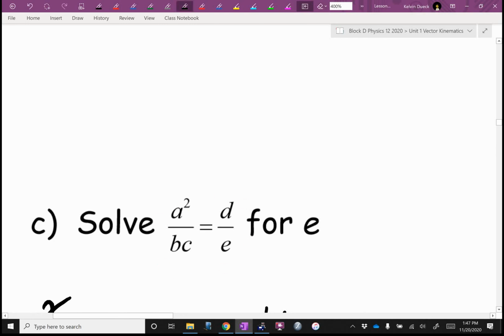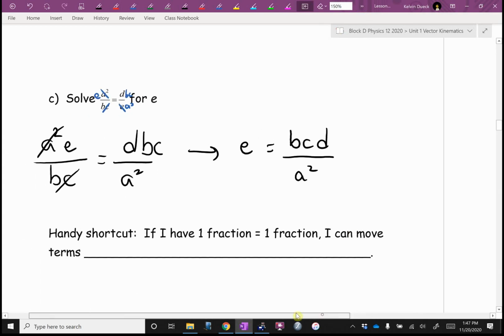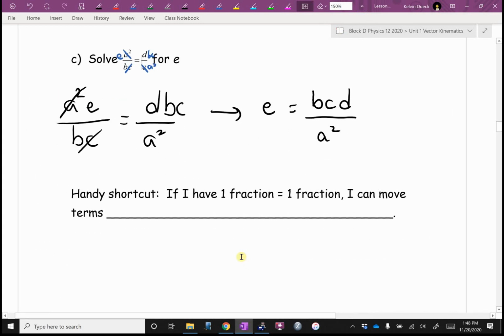If you want a handy little back pocket tool to pull out, when you have one fraction equals one fraction, stuff moves diagonally across the equal sign. In other words, if I was doing this one, I would have gone like this. And I can walk away from there. Oh, we'll be using that one a fair bit later this year. Okay, so handy shortcut. This is, by the way, in grade 8 you called it cross-multiplying, but I'm cross-multiplying now with a vengeance. Let's do whatever we need to here simultaneously.